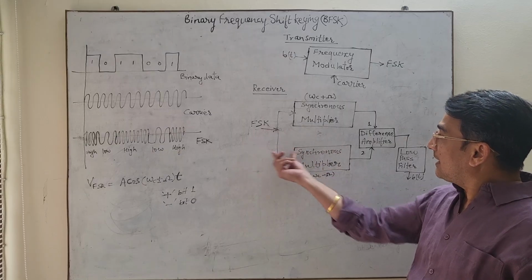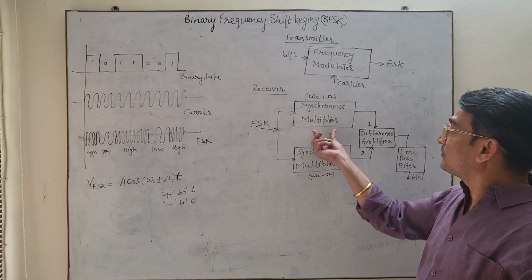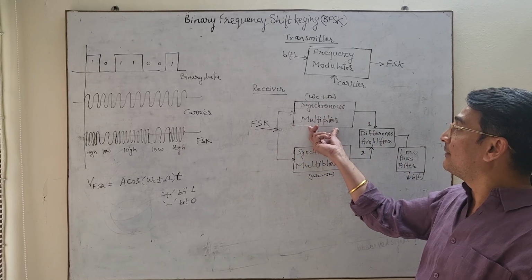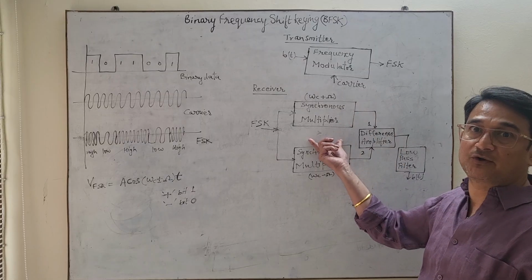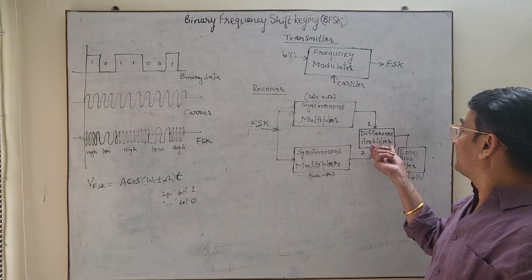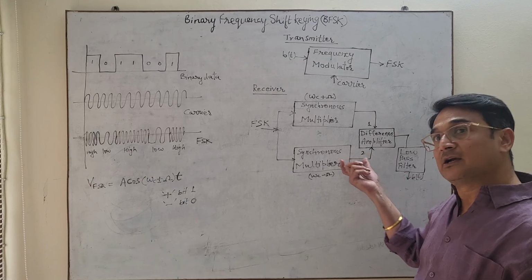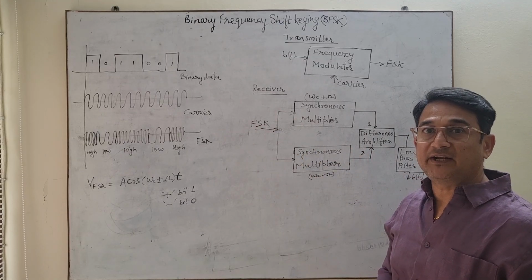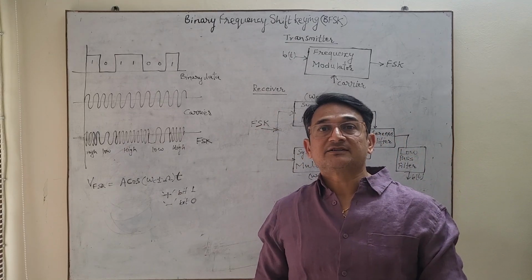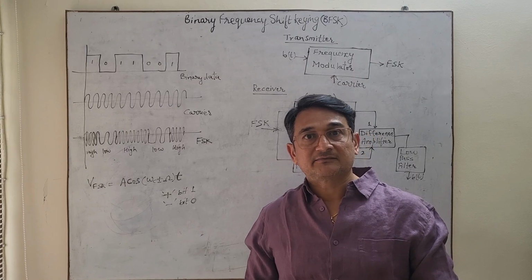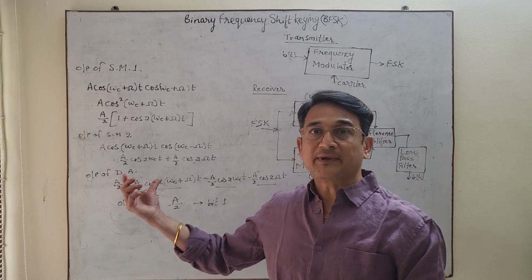Now, how this FSK signal is given to the synchronous multiplier, how it will be multiplied, what will be the output of the synchronous multiplier, and then what is the output of the difference amplifier, that we will see mathematically. So you will understand the concept better. So now let us understand the concept mathematically.